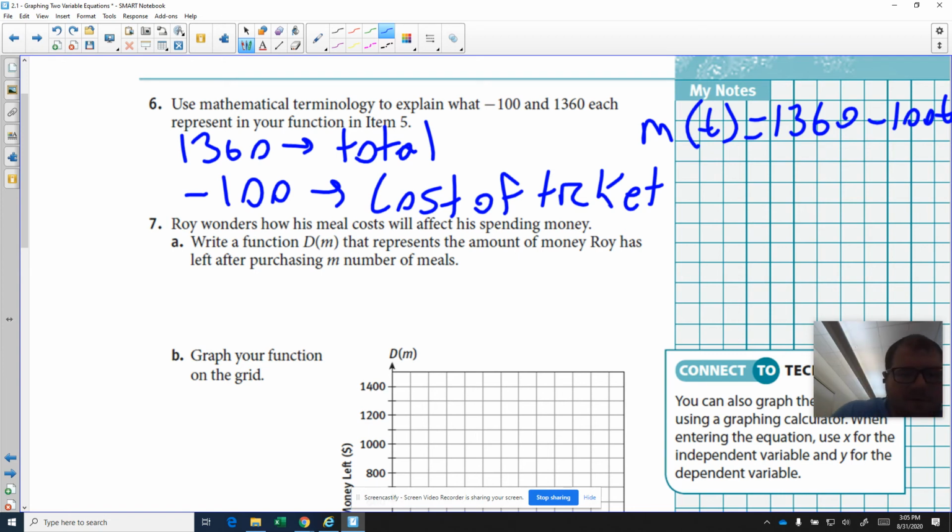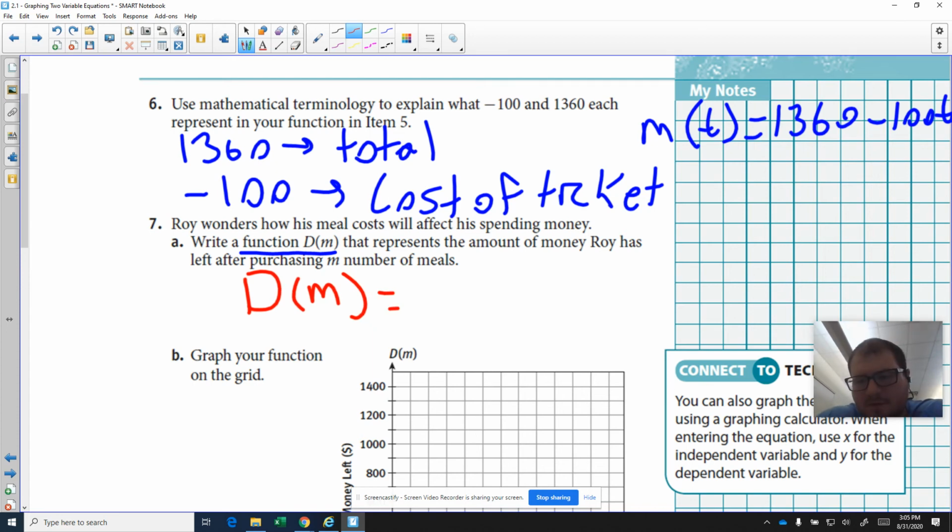We want to try to figure out a function. Our goal is to create an equation like we did 2 problems ago, but now we're only dealing with this little function. This is going to represent how much money we have after we go eat those meals. To solve this equation, it's going to be the same process, however.